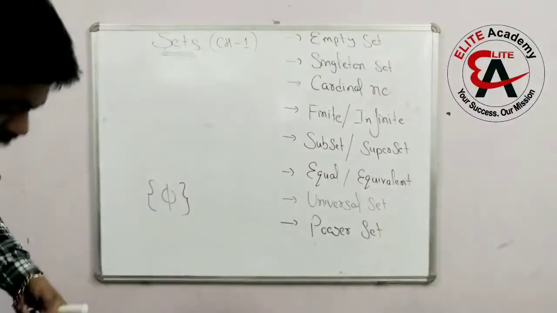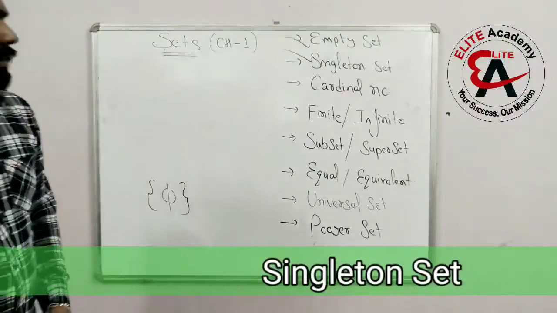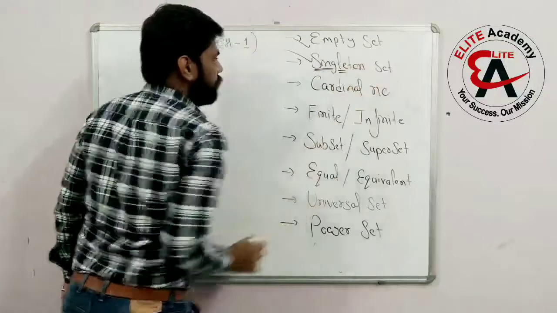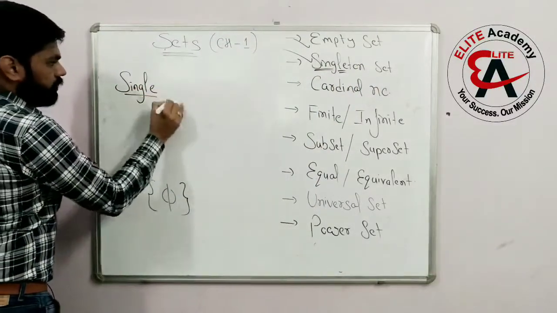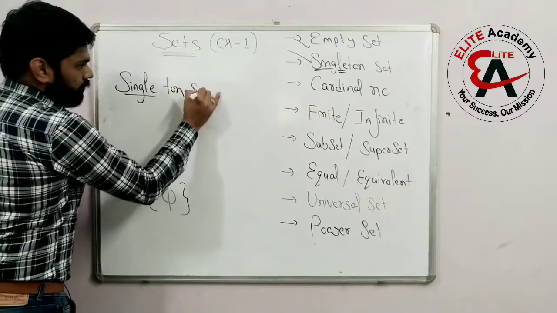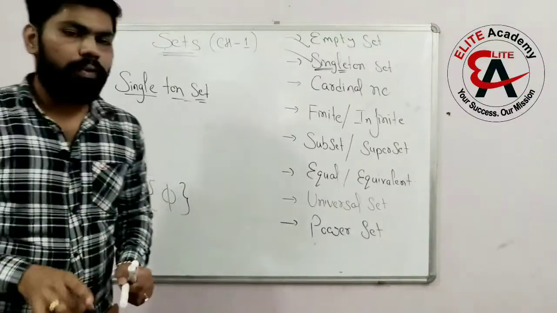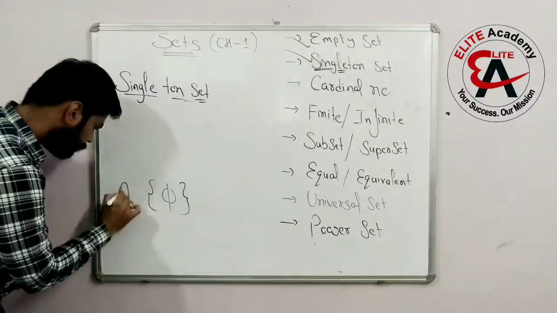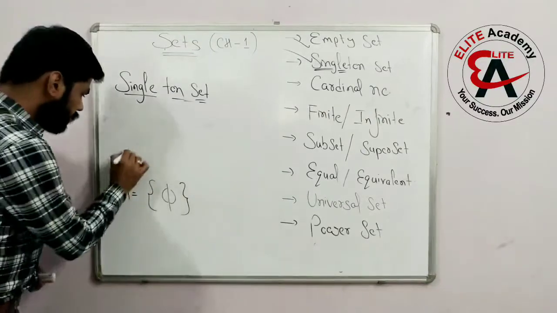Next, if you go through this list, that is the singleton set. As the name implies, single, singleton. It is a set in which the number of elements is 1. For example, this set, name it. How many elements is it having? 1 only. Let's say I'm writing this.